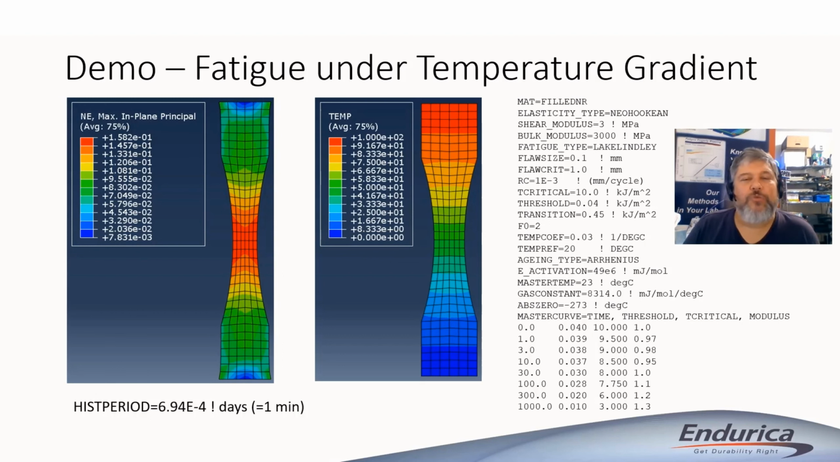Now, what we'll do is cycle this specimen at the rate of 1 minute per cycle. And what this means is that about 10,000 cycles is equal to a week of exposure time. On the right-hand side of the slide, I've listed the material property definition that we've made to define the aging properties of the rubber compound.